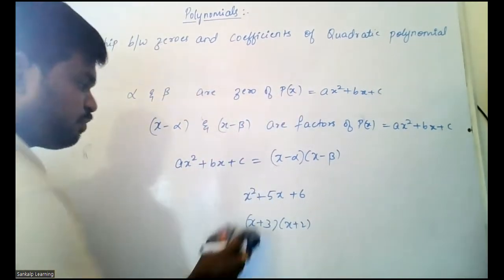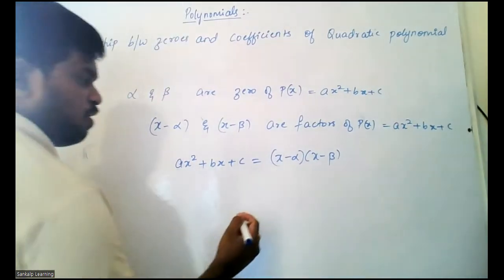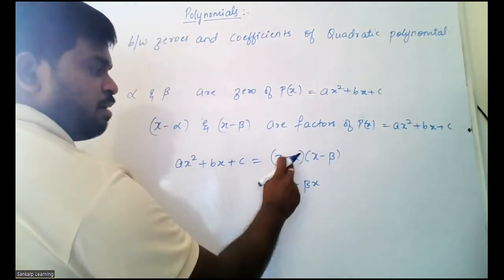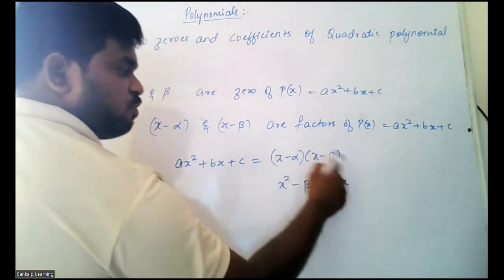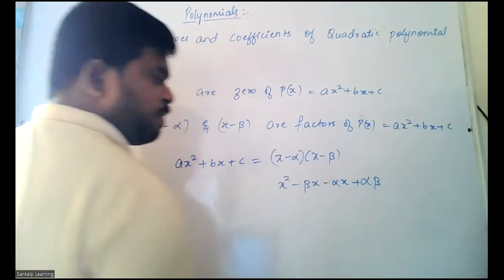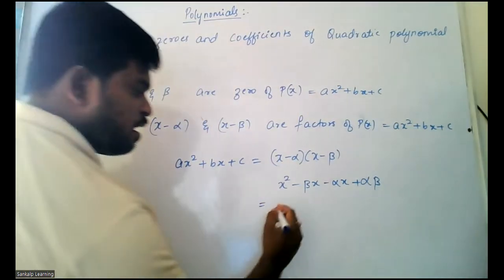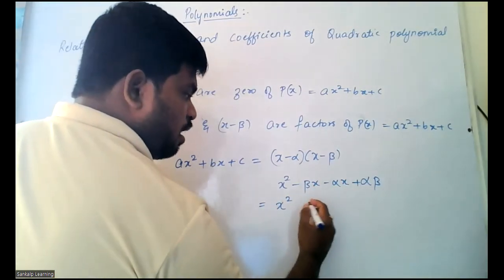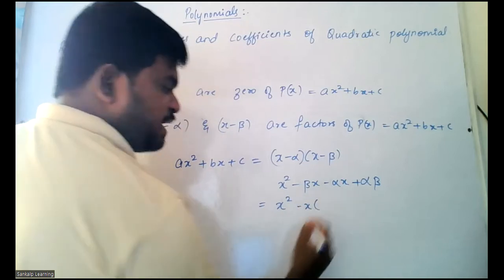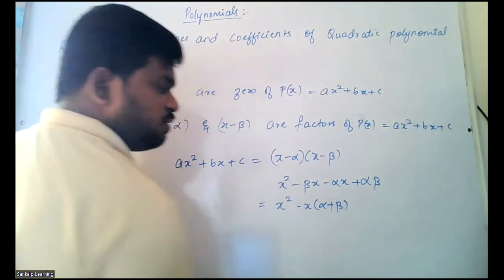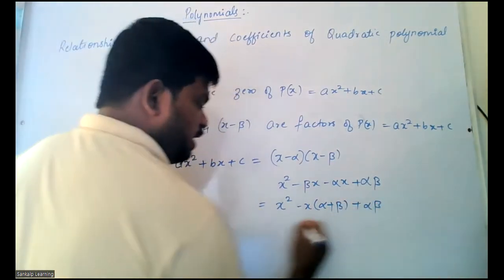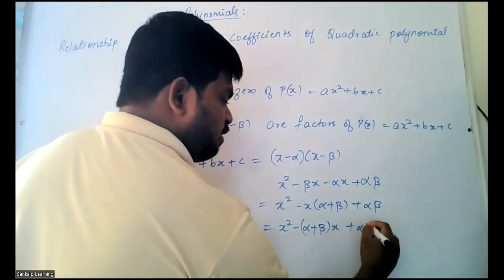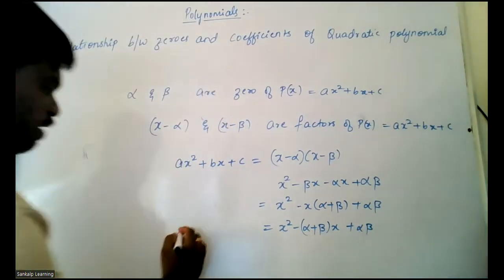Now let's multiply this. So x into x is x square, x into minus beta is minus beta x, minus alpha into x is minus alpha x, and minus into minus is plus alpha into beta, alpha beta. Now if you observe, x is there in both places, so I'll take minus x as common. If I take minus x as common, what is left is alpha plus beta, or beta plus alpha. Let me rewrite this: x square minus alpha plus beta into x plus alpha beta.